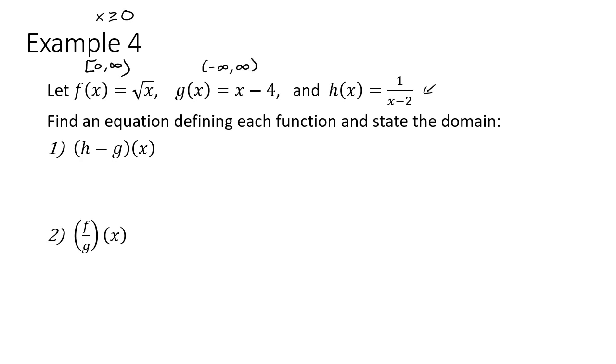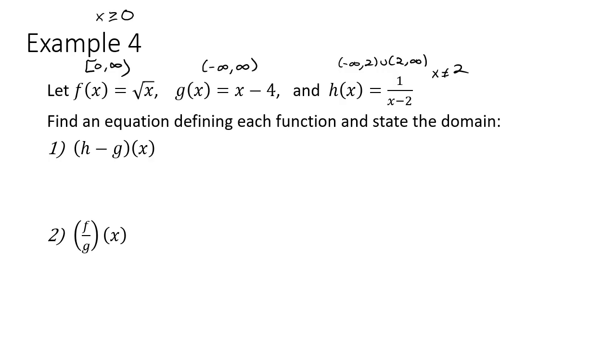And h of x is the rational function 1 over x minus 2. And so we don't want to divide by 0. That happens when x is positive 2. So this one's domain is all real numbers except 2. Which in interval notation would be negative infinity to 2 with parentheses, unioned with 2 to positive infinity. Right? But it's also worth just thinking about this as x not equal to 2.